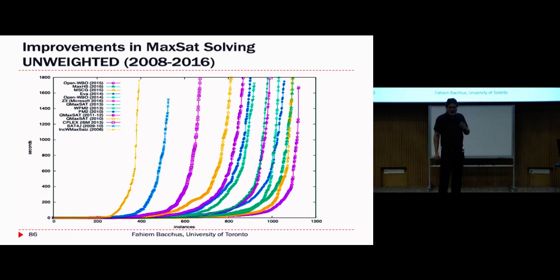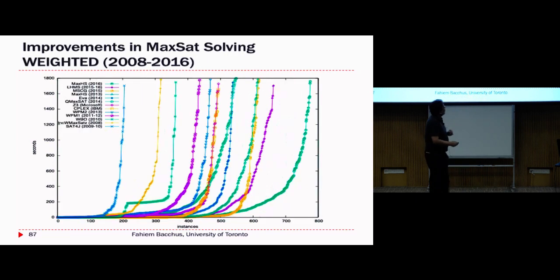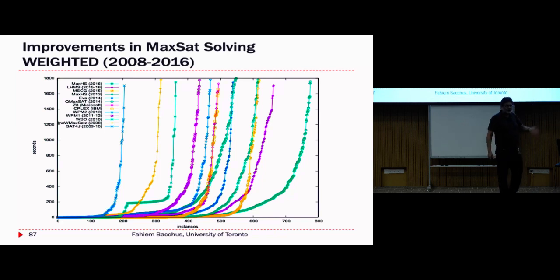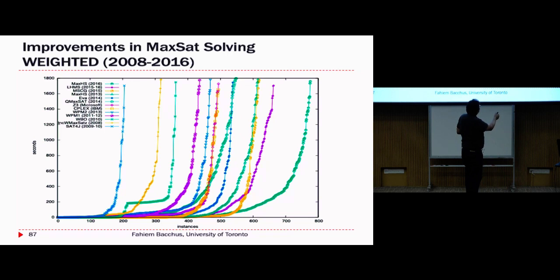Those are problems where all the soft clauses have weight 1. And then you have a similar kind of thing for weighted problems where, again, you get this performance increase. And with this performance increase has come more applications of Maxsat. And this is the solver I'm going to talk about, this one here.